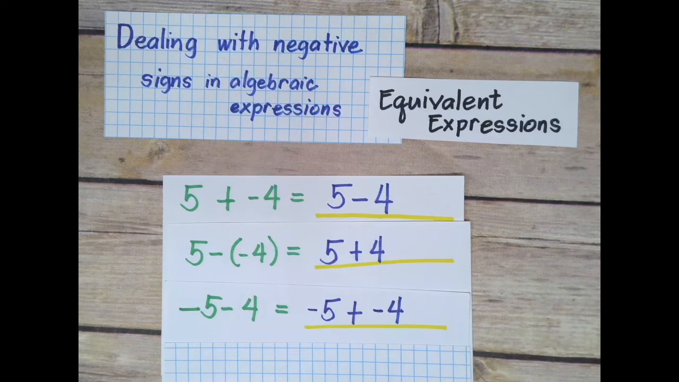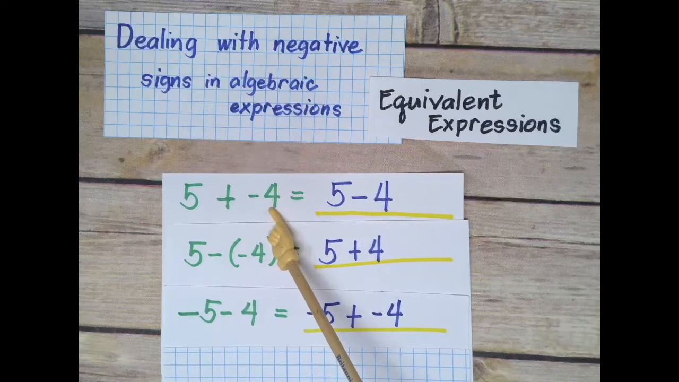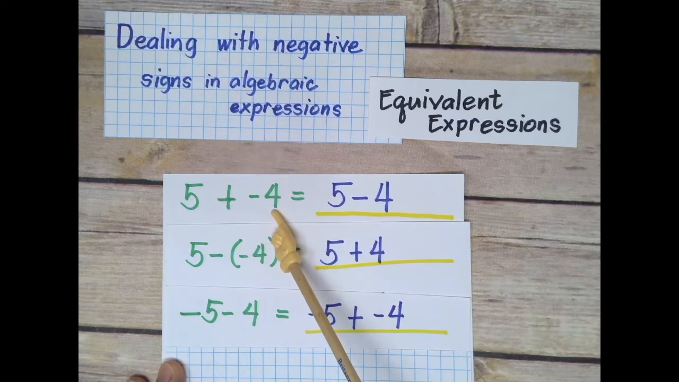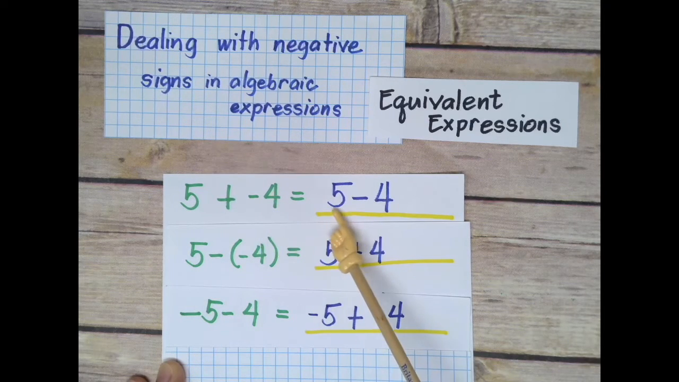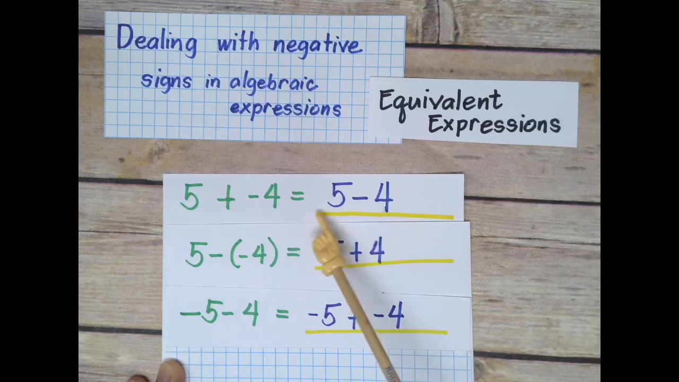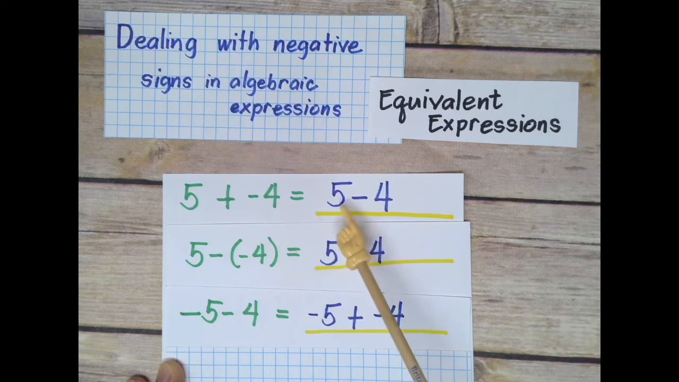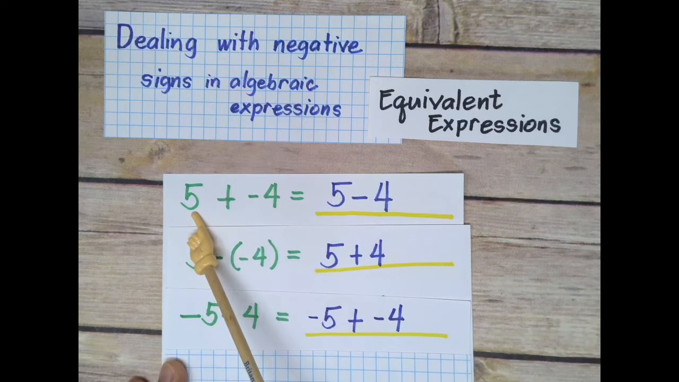So you have seen the 3 cases of expressions that involve negative signs. The first one is when you're adding a negative number. It results in just subtracting the opposite of that negative number from the first addend.